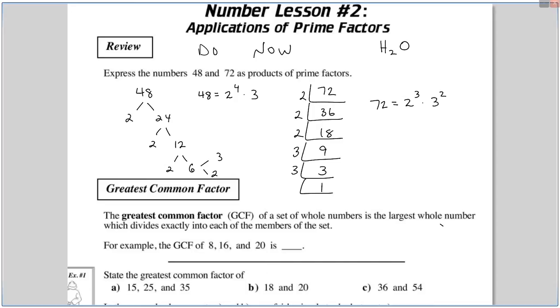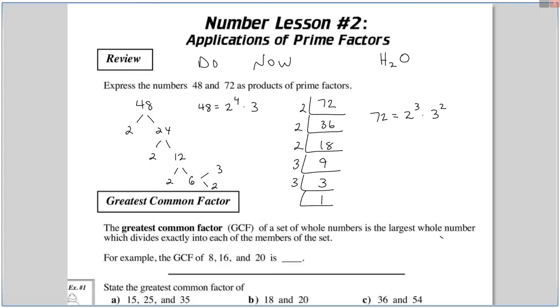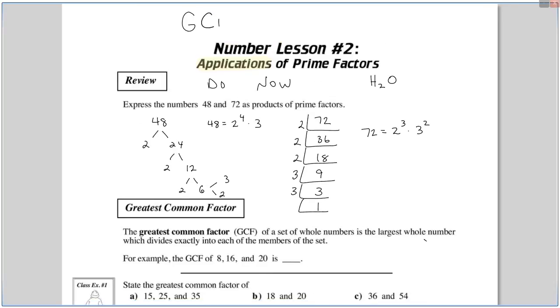All right. Does everybody have this? Okay. So in this booklet, if you look at the title of the booklet, it says application of prime factors. So we're going to have two applications: GCF, LCM. There's two applications of primes. Greatest common factor and lowest common multiple.